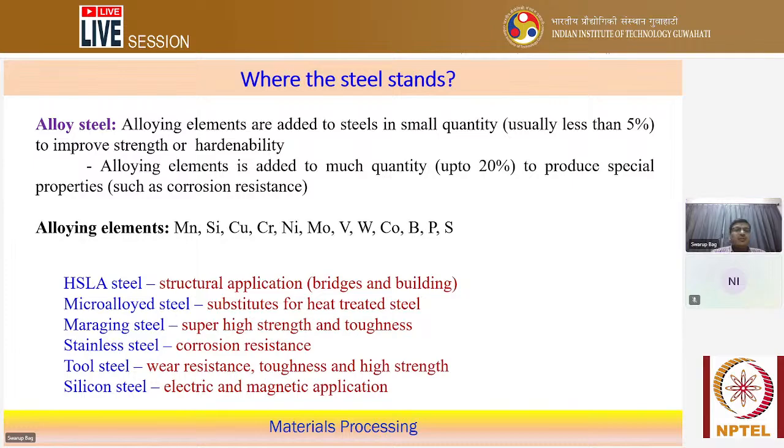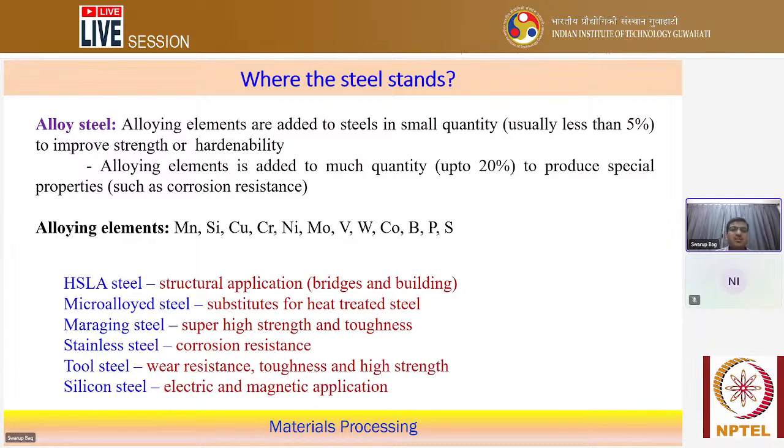There are so many alloy components: silicon, copper, chromium, nickel, molybdenum, vanadium, tungsten. Each and every element has its role in bringing specific properties to the alloy steel. For example, there are different alloy steels: high strength low alloy steel, micro alloy steel, maraging steel, stainless steel, tool steel, silicon steel. These are the different names of alloy steel, but the alloying elements vary in different ways.